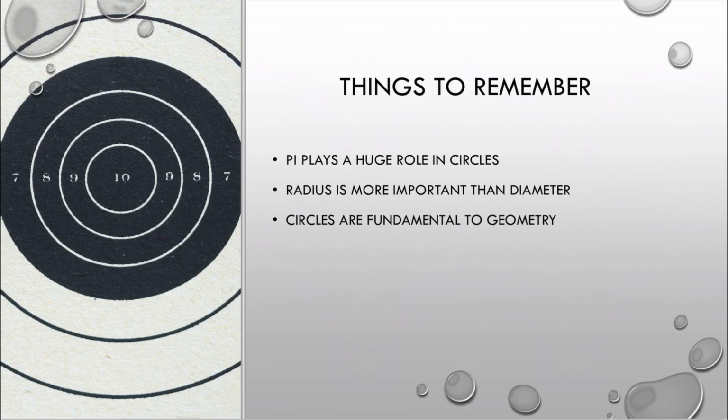Radius is more important than diameter, but you can find the radius from the diameter. And another thing is that circles are fundamental to geometry. I'm going to do just a couple of videos about area and circumference and some basic things about circles, but when you get into higher level mathematics, a lot of those proofs are based off of the properties of circles, because each part is the same distance from the center. Anyway, I hope that helps and gives you an introduction to parts of a circle.